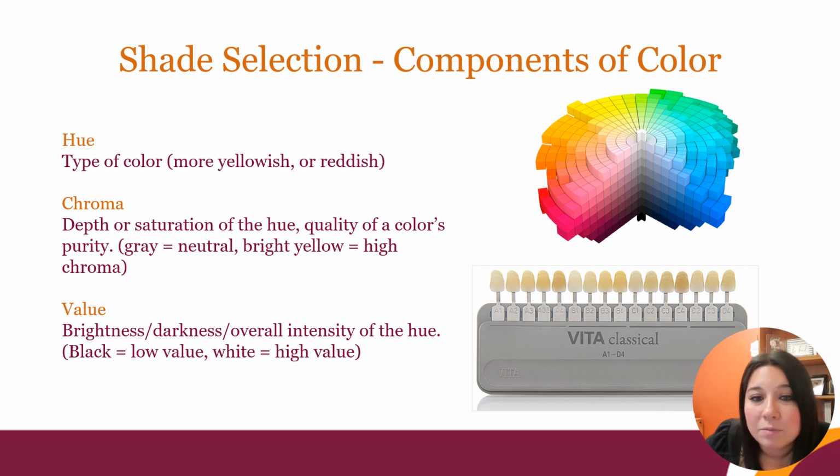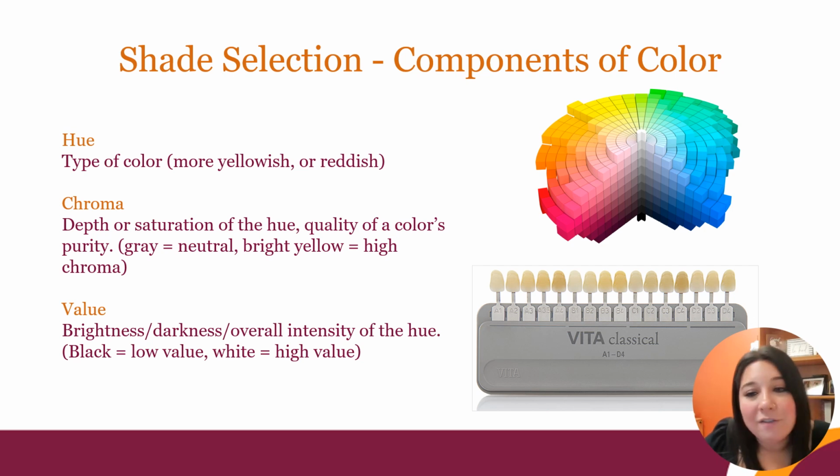So gray equals more neutral, where a bright yellow color is going to have a higher chroma. And then also there's value, which is the brightness, darkness, overall intensity of the hue. So black has a low value and white has a high value.